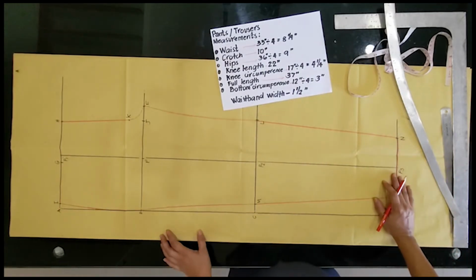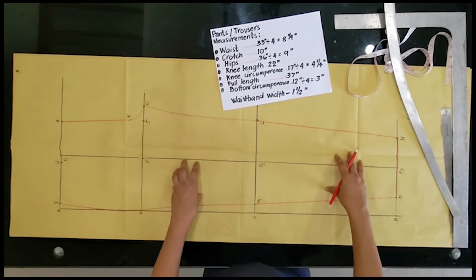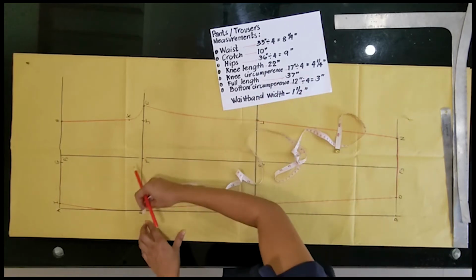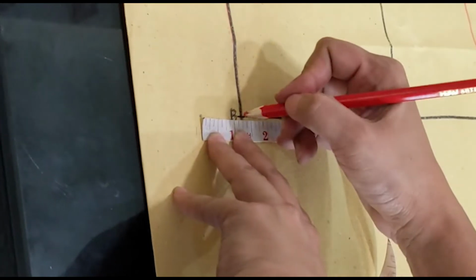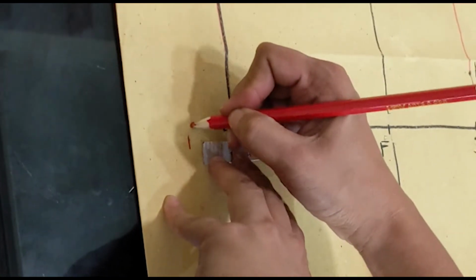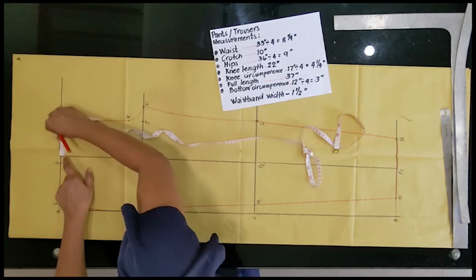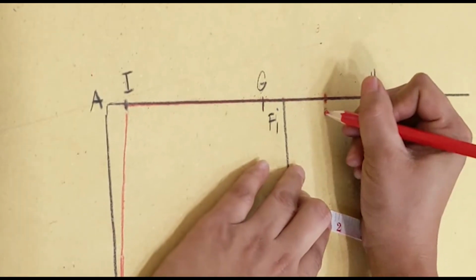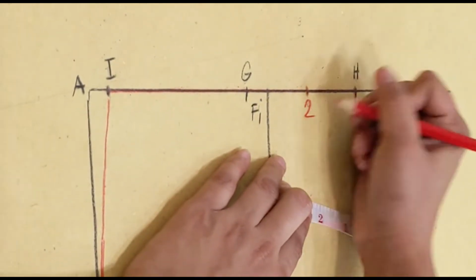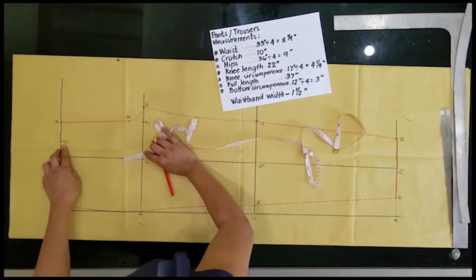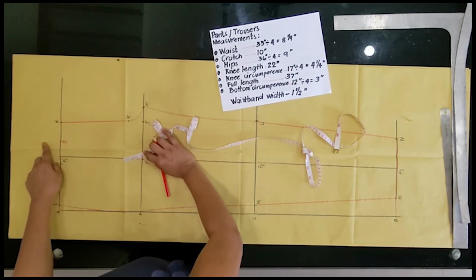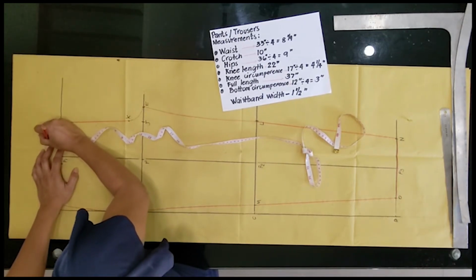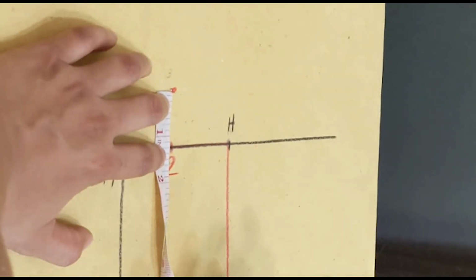So for the back part, we have to use this pattern. From B to 1, that is 1 and 1/4 going outside. So this is point 1. Next, from F1 to 2 is 1 and 1/2 inch. So this would be point number 2. Next is from point 2 to 3, this is 1 and 1/2 upward. Okay, this is number 3.